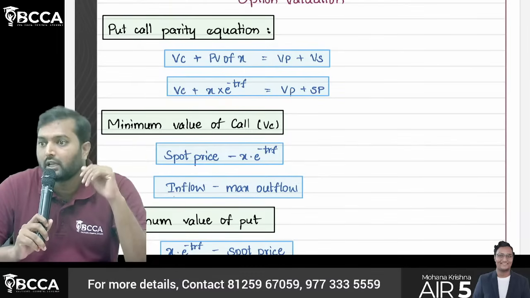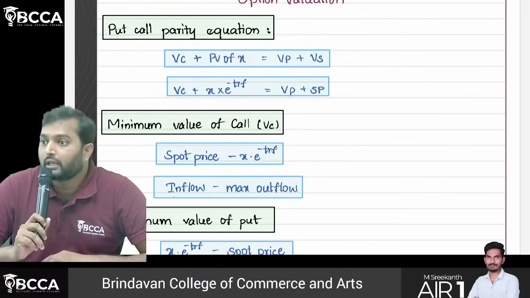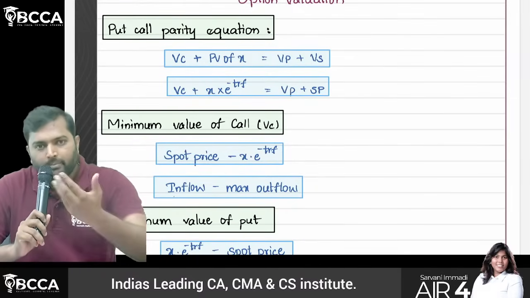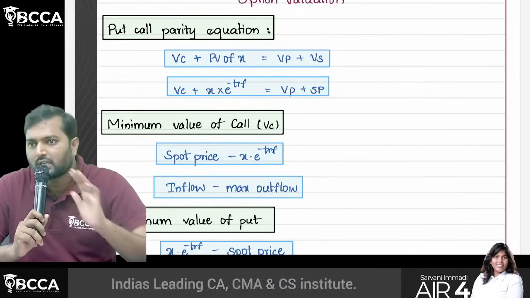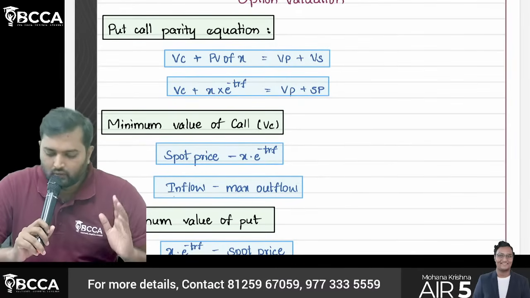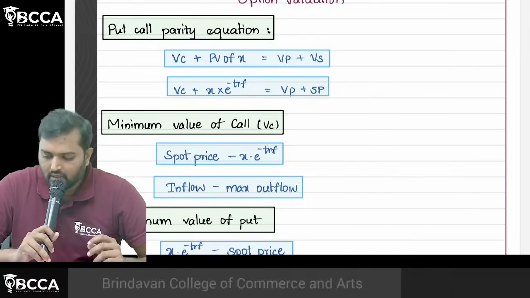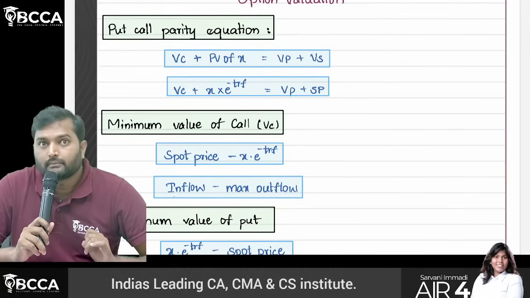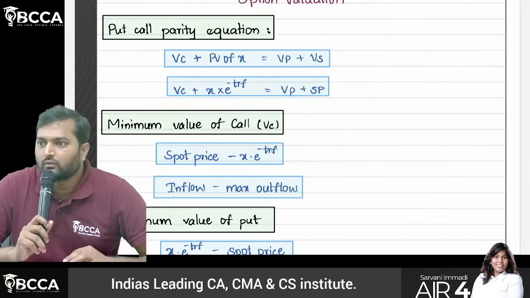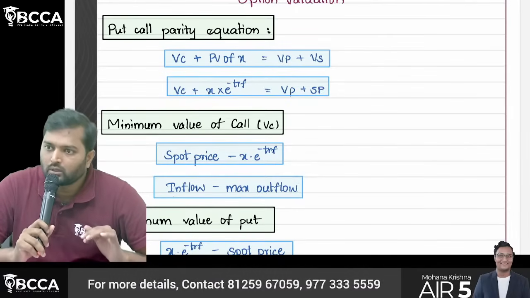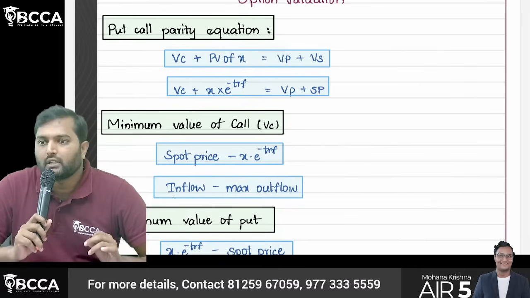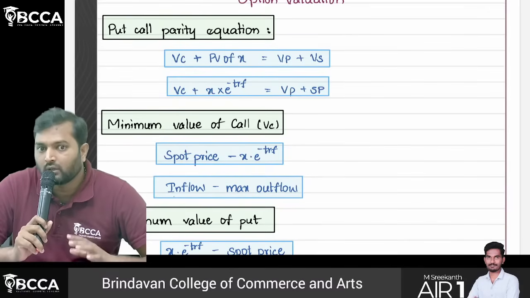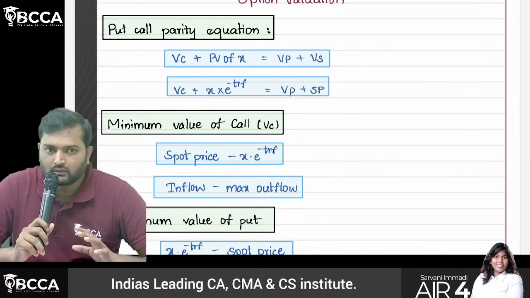Right hand side, value of a put. Put means right to sell. So in future we are going to sell the share. So that's why you have to hold the share as well. So value of a call plus present value of X is equal to value of a put plus value of a share. Clear? So value of a share is nothing but spot price, price as on today. So put call parity equation is generally used to find out missing figures.